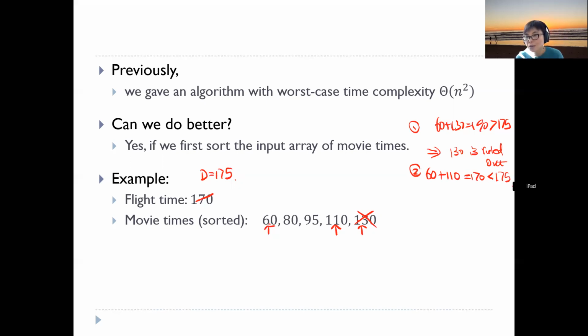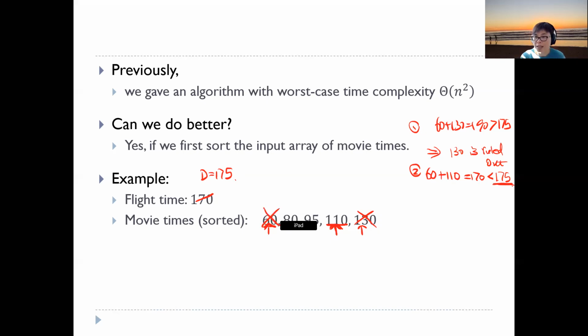What does this mean now? Well, this is basically the biggest movie time possible, because 130 is already ruled out, okay? But 60 plus the biggest possible is still not enough. It's still too short, the total movie time, okay? That means that now we can rule out 60.